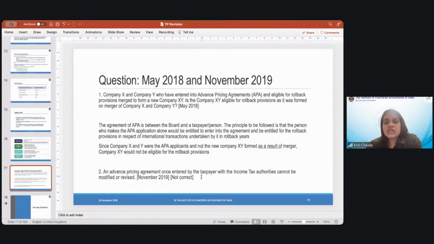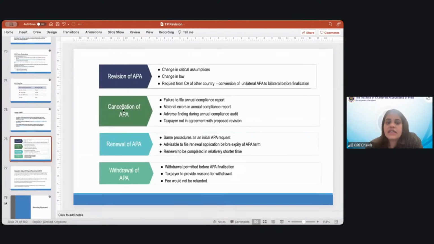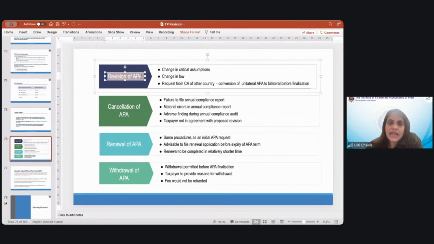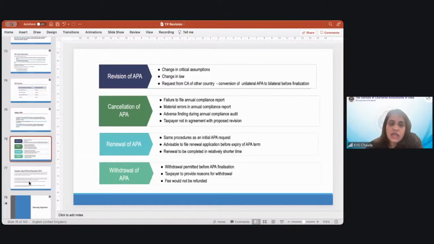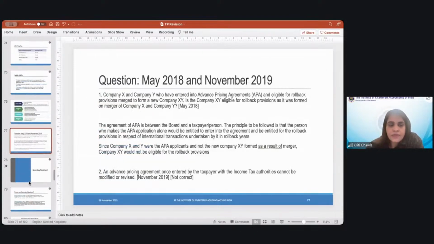The second one: an APA, once entered into by the taxpayer with the income tax authorities, cannot be modified or revised. Well, it's not correct, because as I mentioned here, it can be modified, and it can be revised also if there is a change in assumptions, etc.